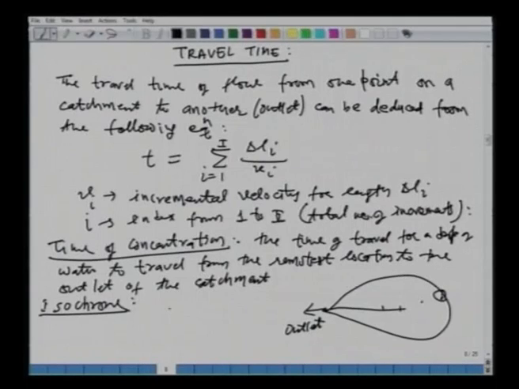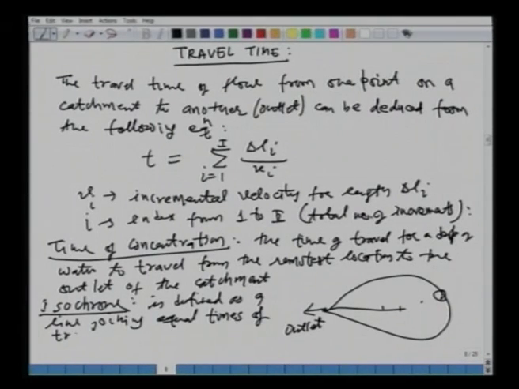So, an isochrone is defined as a line joining equal times of travel in a catchment. When we are talking about the time of travel, obviously, if we are not saying anything, it is with respect to the outlet. So, we are trying to find the time of travel to the outlet.